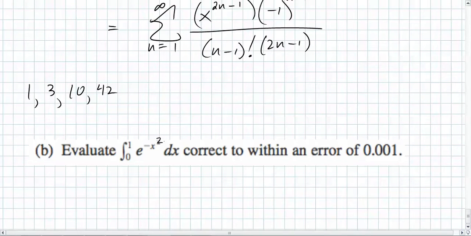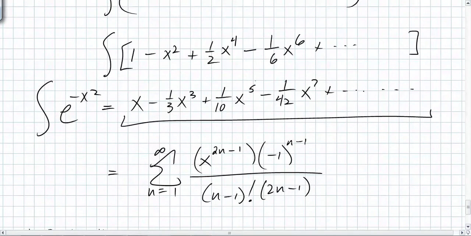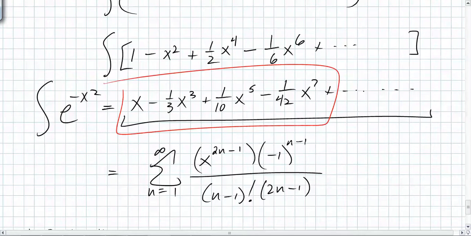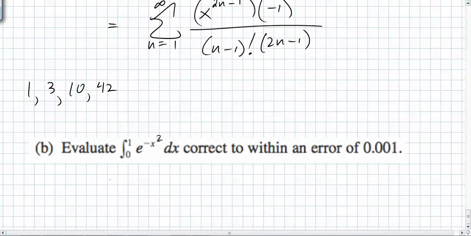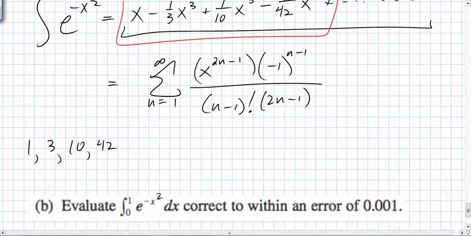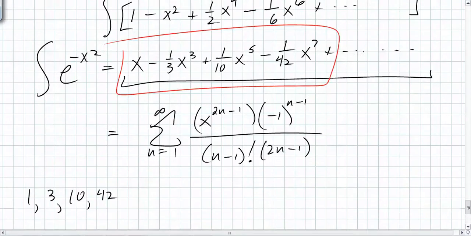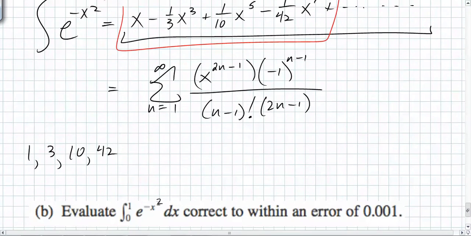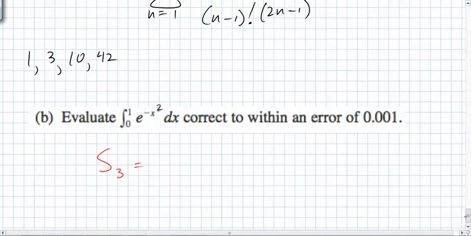Exactly. So what are your terms here? Your terms are, here they are. We have the first bunch of them, right? You see this? Correct? So for example, if you wanted to do S3 of this, what would S3 be? The sum of the first 3 terms, right? The sum of the first 3 terms.